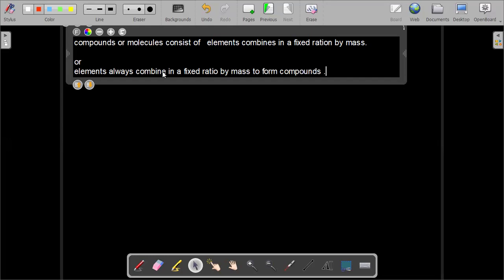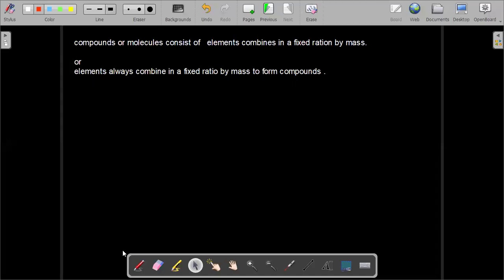So see, any compound or any molecule you consider always consists of elements combined in a fixed ratio by mass. For example, water always consists of two elements, hydrogen and oxygen, combined in a fixed ratio by mass. So what is that fixed ratio? Hydrogen remains as 2 grams and oxygen will be present as 16 grams. So their ratio will always be 1:8.